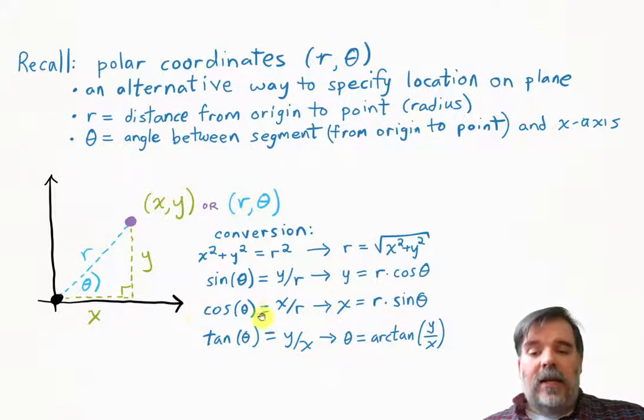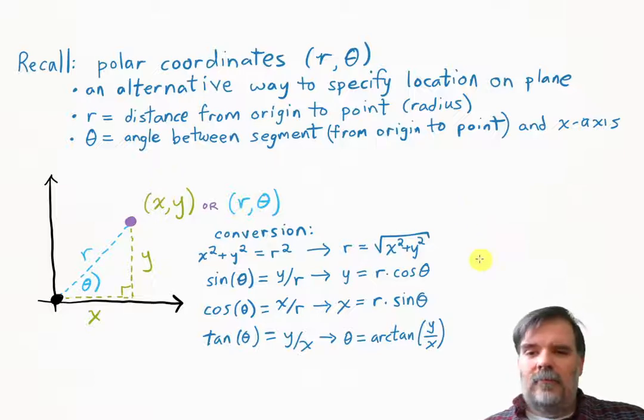Similarly, cosine of an angle theta is defined as the length of the adjacent side divided by the length of the hypotenuse. So cosine of theta is equal to x over r. Multiply both sides by r, and you have a formula for x in terms of r and theta. X is equal to r times cosine theta. So again, given r and theta, you could solve for x.